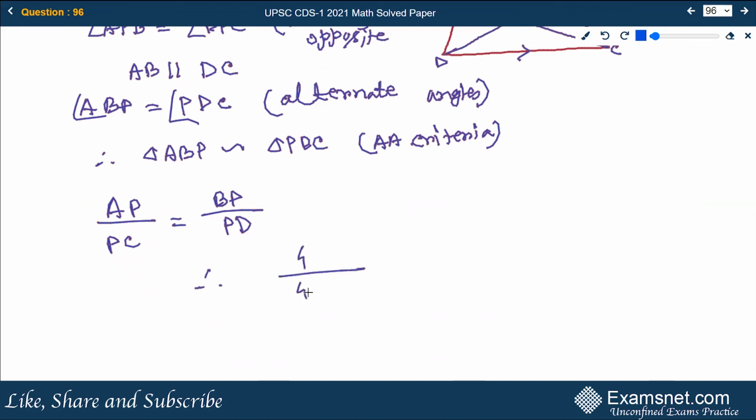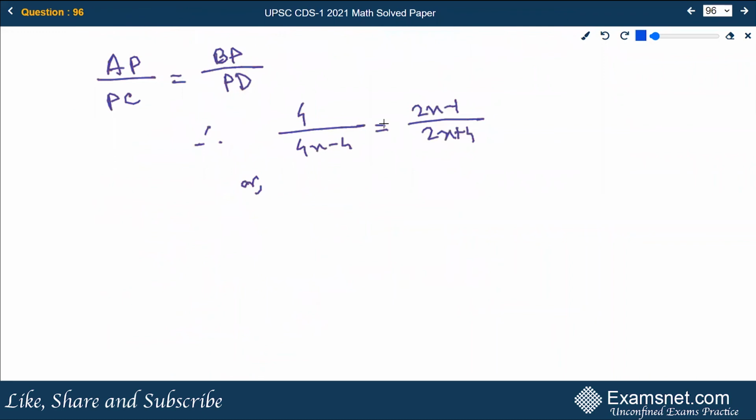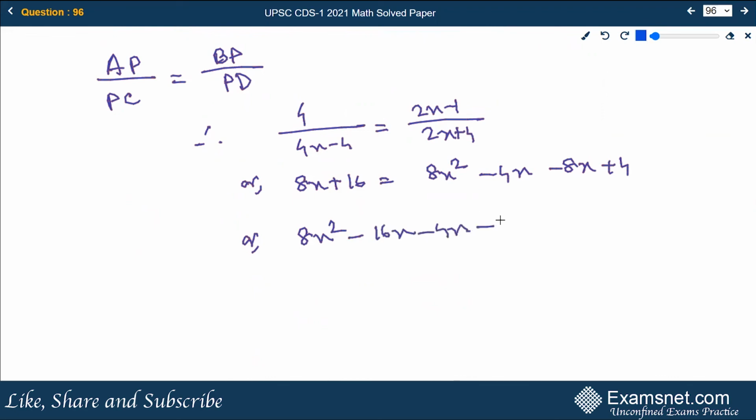Therefore 4 by 4x minus 4 equals 2x minus 1 times 2x plus 4. Now let's further solve it. After doing the cross multiplication, we will get 16, 8x square minus 4x minus 8x plus 4. So it will result in 8x square minus 16x minus 4 minus 12 equals 0. If we take common 4, it will be 2x square minus 5x minus 3 equals 0.